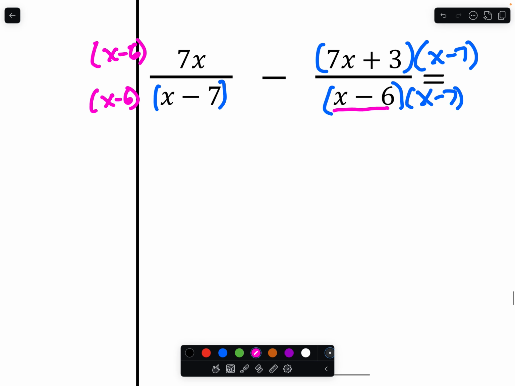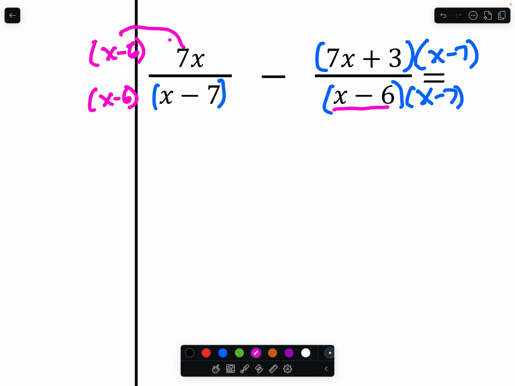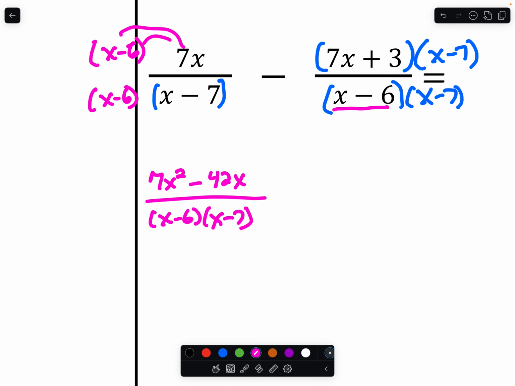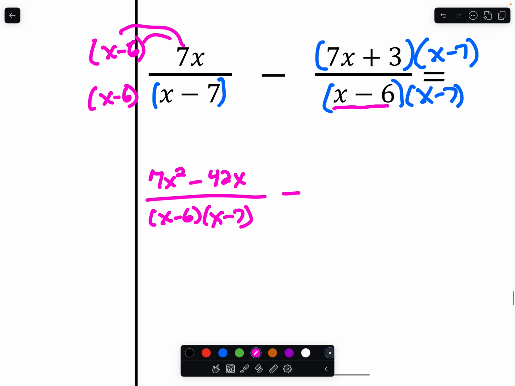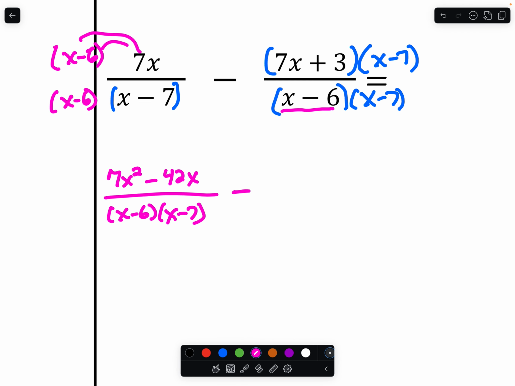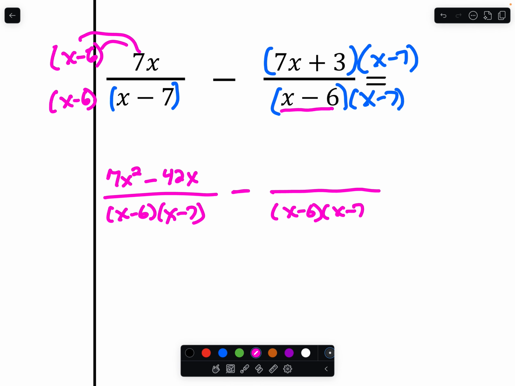So what happens on the left? Let's distribute this very carefully. I'm going to get 7x squared minus 42x divided by x minus 6 times x minus 7. And now I'm subtracting, so you've got to be careful with that. And what's going to happen here? Well, I've got an x minus 6, I've got an x minus 7.